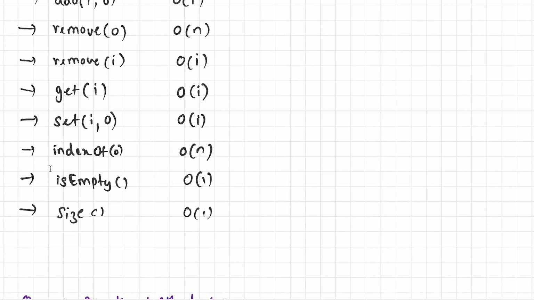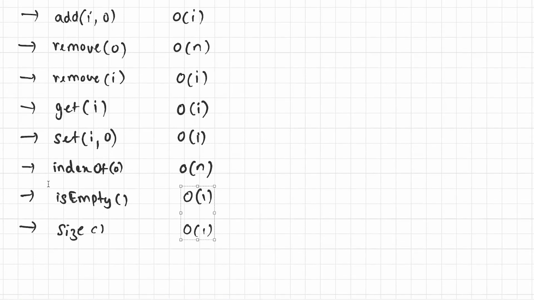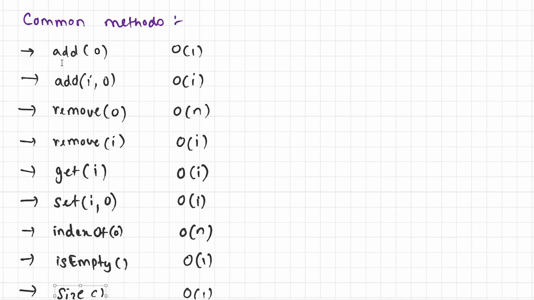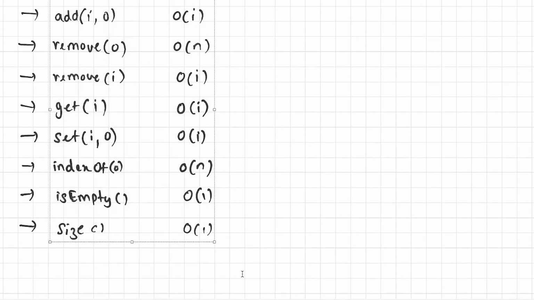Now the next methods are isEmpty and size. These two methods take Big O of one, constant time, to find if the LinkedList is empty or not and what the size of the LinkedList is. For your kind information, size returns the number of elements that are contained in the LinkedList. So these are all the common operations that are present in ArrayList as well as LinkedList.